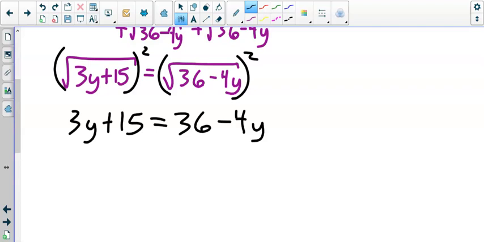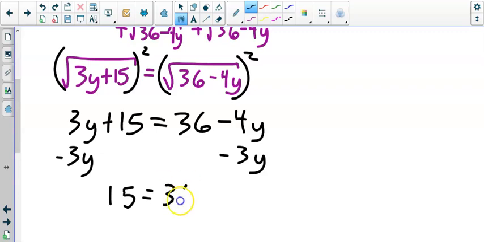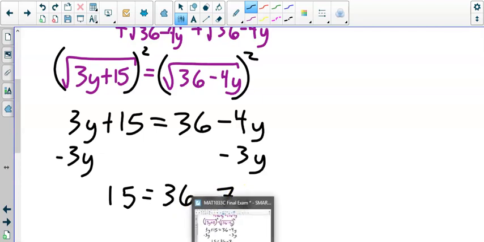Move the y's to one side. So who are we going to move? The first y, all right. So how do I move a 3y? Minus 3y. So you got 15 equal to what? 36 minus 7y. Okay? Good.